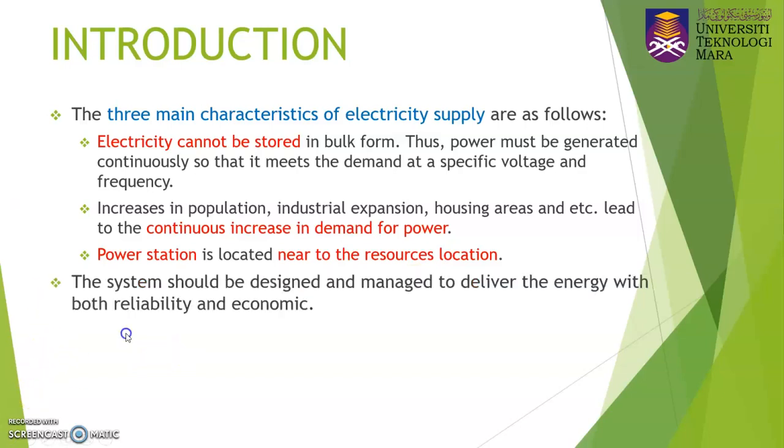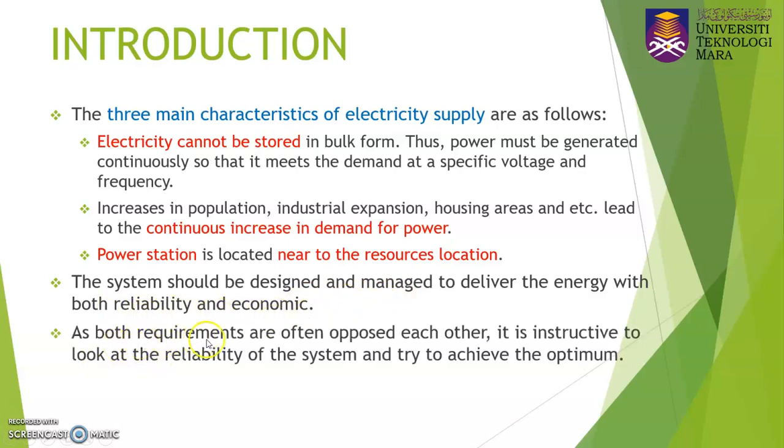All right. And then the system should be designed and managed to deliver the energy with both reliability and economy. So in order to design the power system, you must take into consideration the reliability and also the economy. However, both requirements, reliability and economy, are often opposed to each other. So it is instructive to look at the reliability first, and then we try to achieve the optimum. We need to achieve both, but it is impossible to achieve both at the same time. So that's why it is instructive to look at the reliability of the system first, and then we try to achieve the optimum performance.